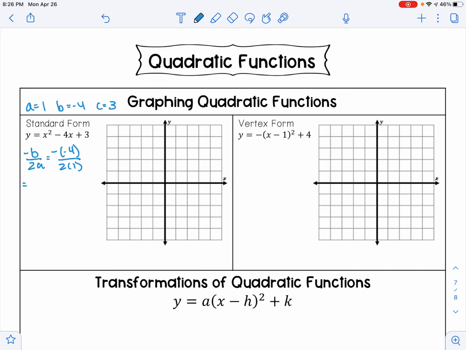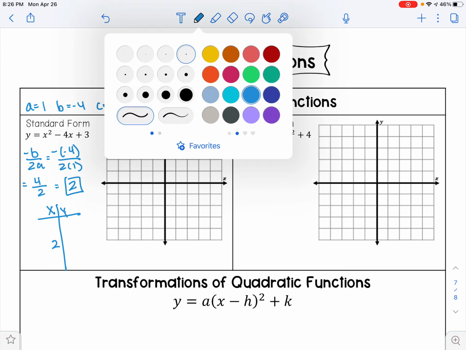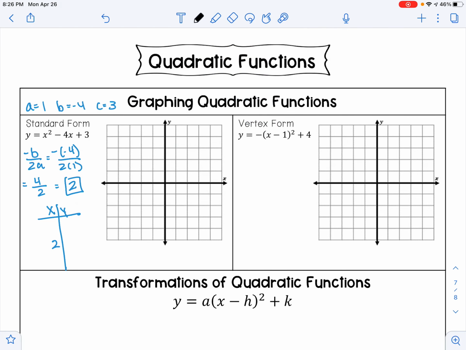A negative times a negative is a positive. 2 times 1 is 2. So negative b over 2a gives me 2. So I know that 2 is going to go in the middle of my table of values. Before 2 is 1 and 0. After 2 is 3 and 4.